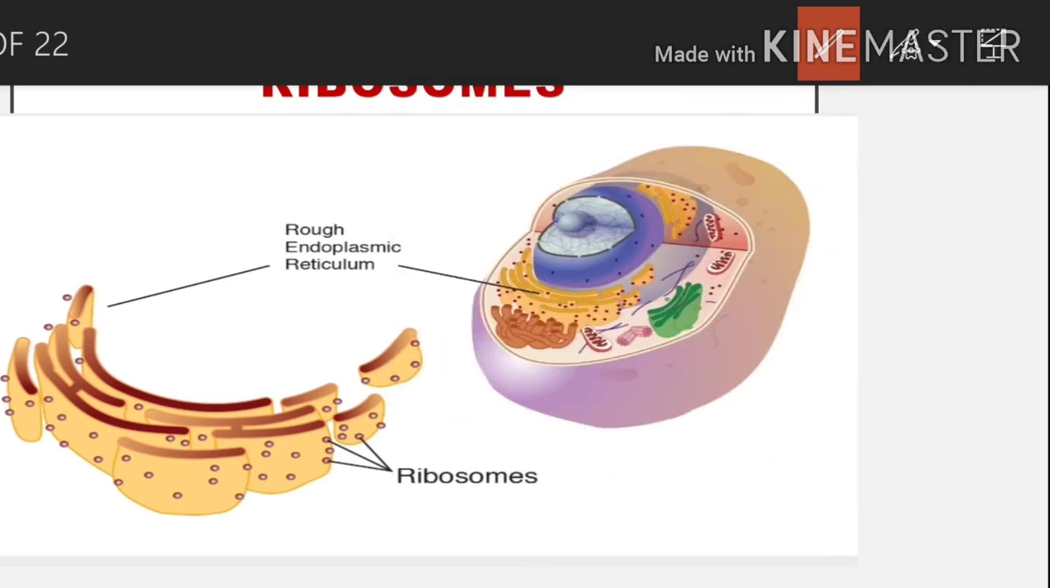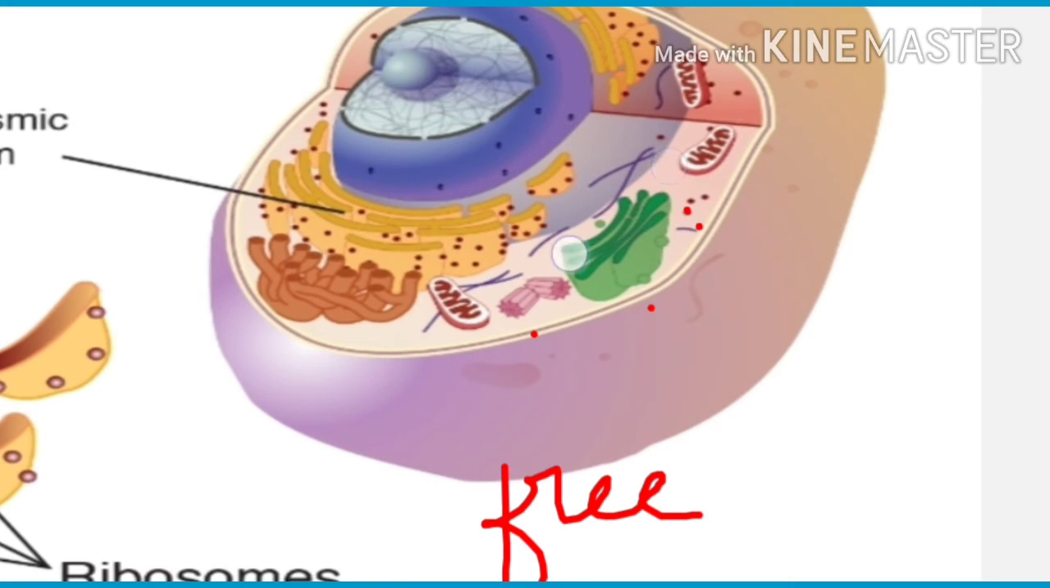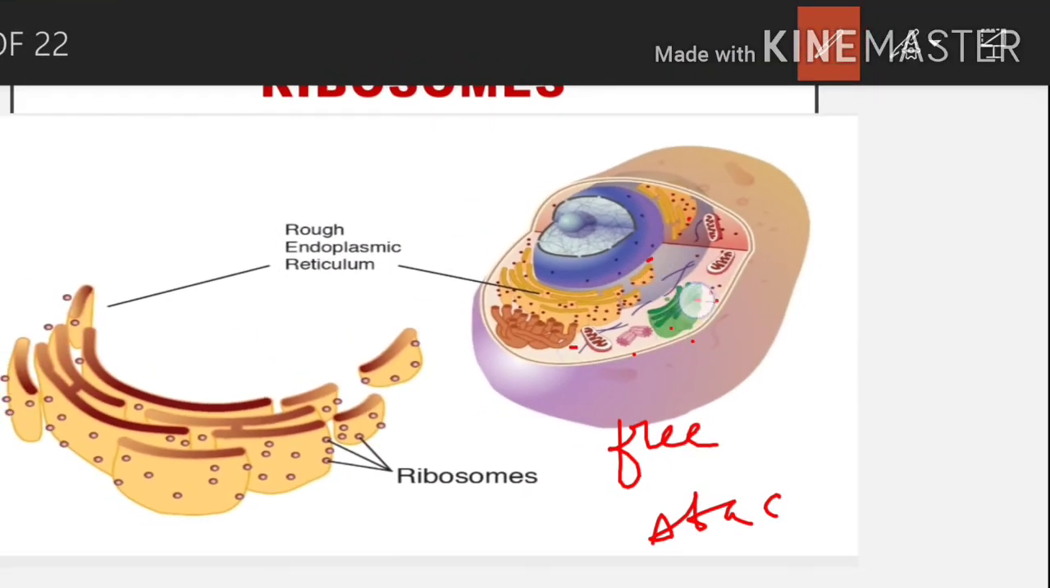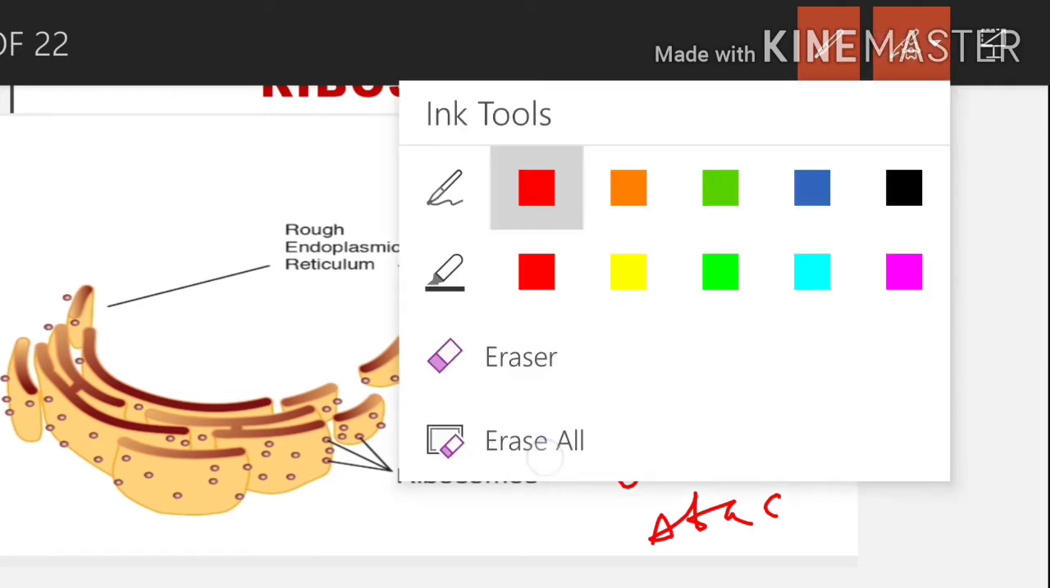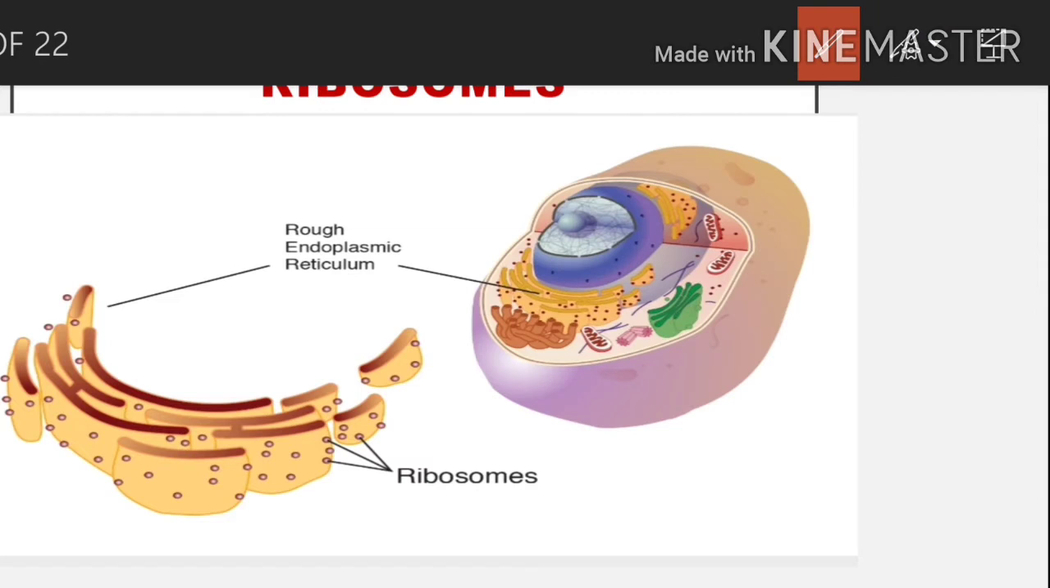And ribosomes are of two types: free ribosomes and attached ribosomes. Free ribosomes are scattered around the cytoplasm. Free ribosomes are spread throughout the cytoplasm, and attached ribosomes are attached to the endoplasmic reticulum. So these are the types of ribosomes.